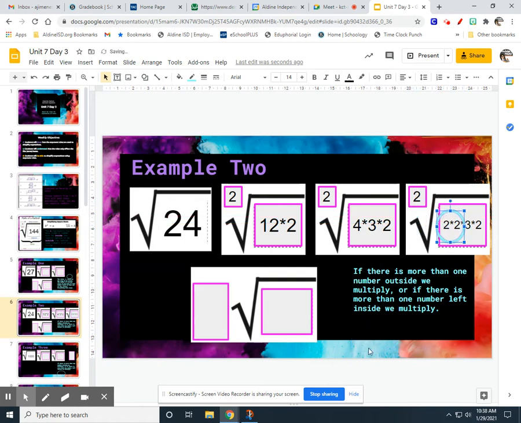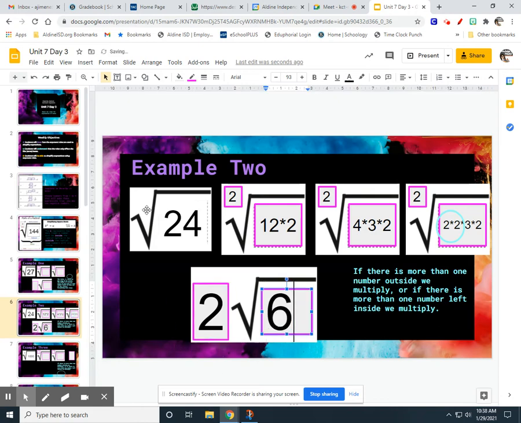I only have one circle, so that means the 2 is only going to come out once, and I have 2 numbers left over. So anytime I have more than one number on the outside or more than one number left on the inside, I have to multiply them. So this is my answer. Okay, let's go on to the next one.